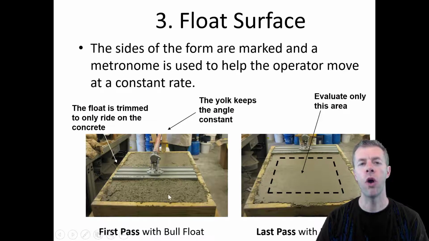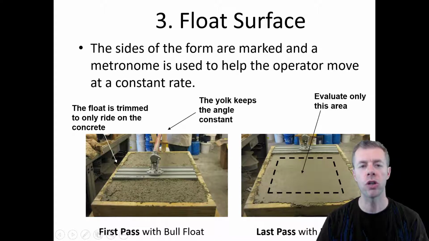Now we're going to use our float. We're going to trim the float so it only rides on the surface of the concrete, not on the forms. We're going to use a yoke in the back to hold it at a constant angle. And now we have marks on the sides of the forms.